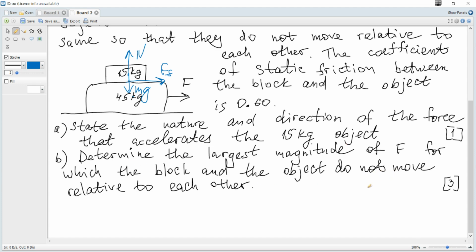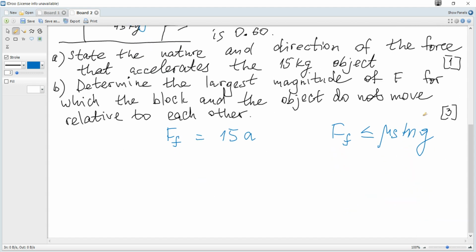B. Determine the largest magnitude of F for which the block and the object do not move relative to each other. So, Newton's second law with respect to the upper object and in horizontal projection. It's the frictional force, components of N and mg are zeros, and it is equal to ma, or 15a. But we know for static friction that the frictional force is less than or equal to mu static multiplied by the normal reaction. And if we consider Newton's second law in vertical projection, N is balanced by mg, so N is mg.